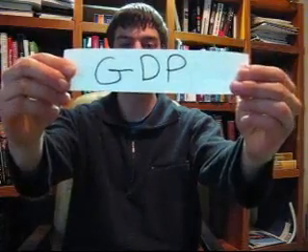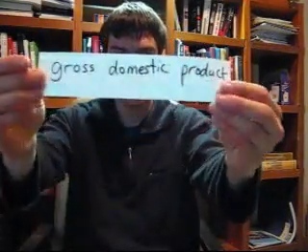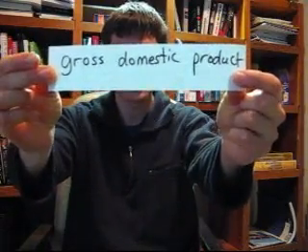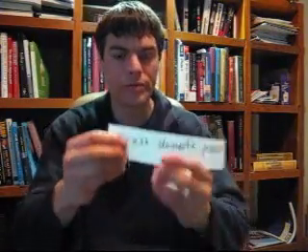Today we have GDP. Well, GDP is Gross Domestic Product. Well, what is that? Gross domestic product means how much stuff is bought and sold in 1 year. So, let's look at the word.